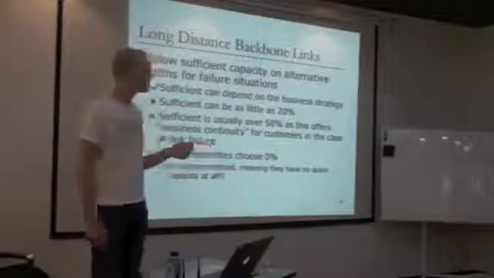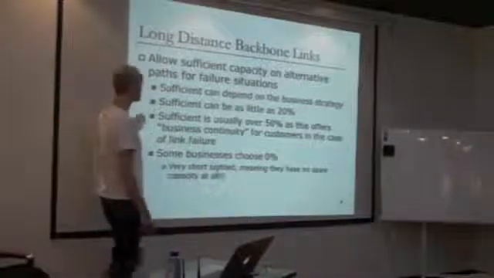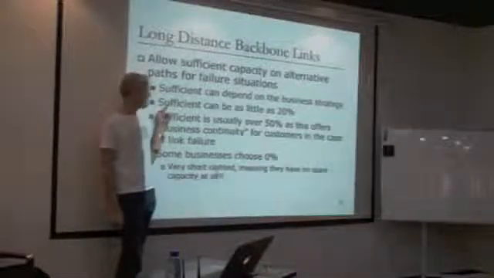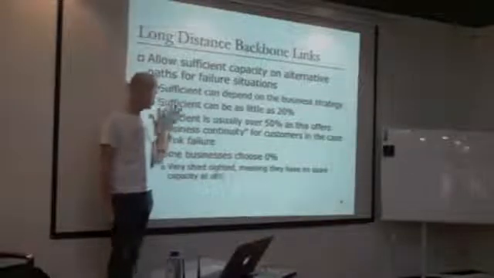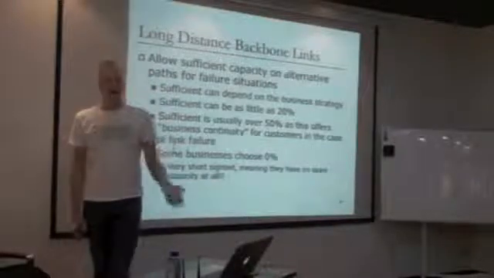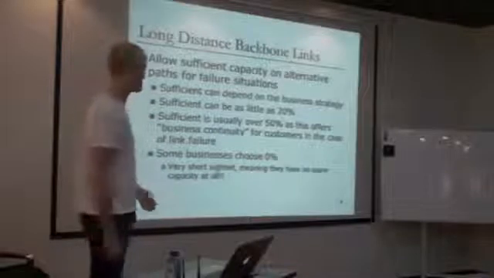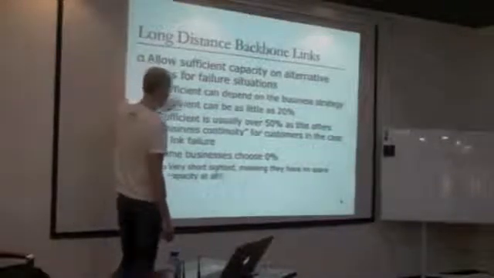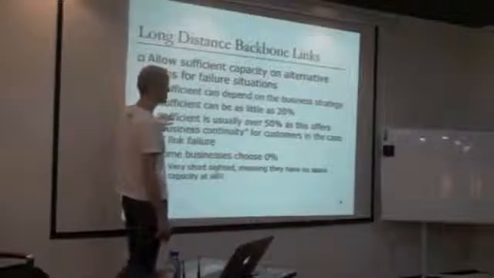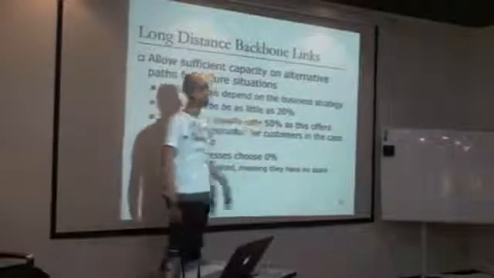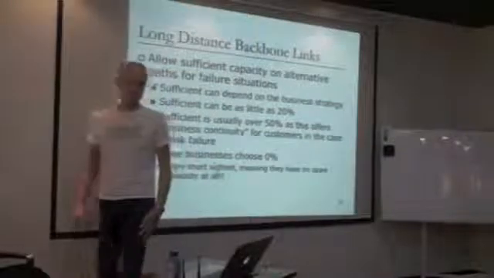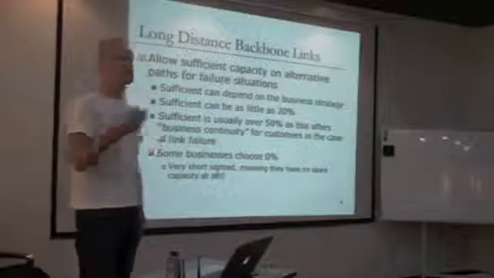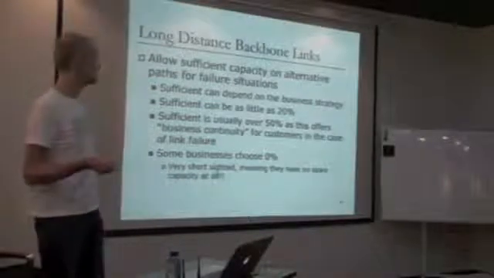Sufficient depends on business strategy. Some ISPs leave as little as 20% overhead. This is really very silly, because if a link goes down, the backbone becomes congested. The whole network becomes congested. So this is not a good idea. Typically, leaving sufficient free means having 50% of the external capacity available, which means that if one external link goes down, the other one can take the full load without any loss.